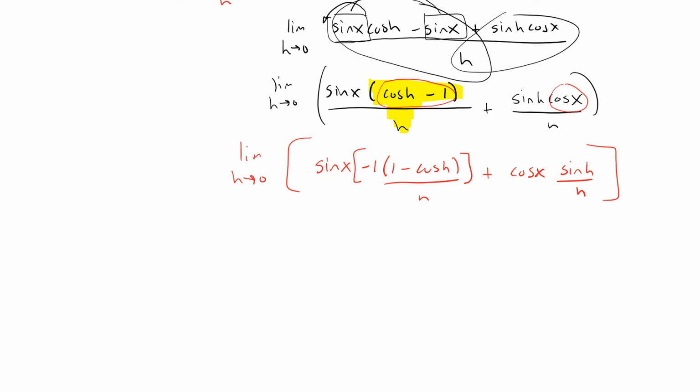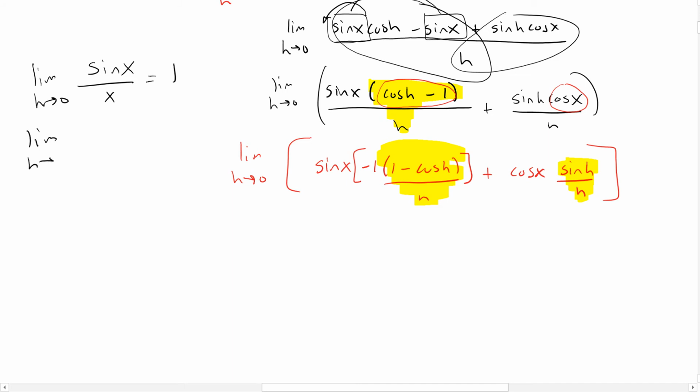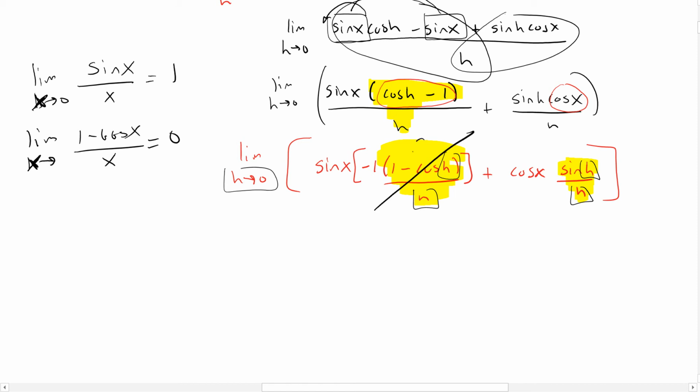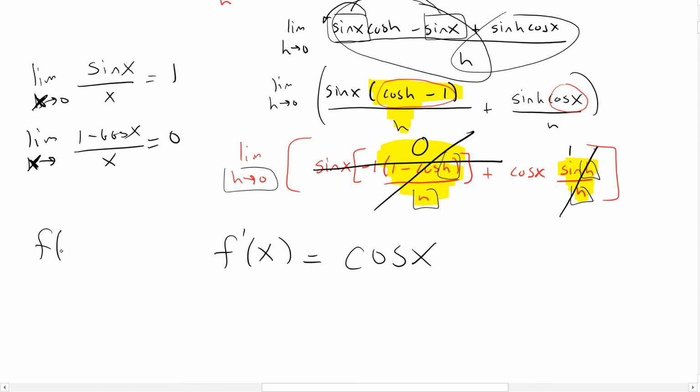This highlighted part is a limit rule, and this other highlighted part is another limit rule, and we know these rules. We know that the limit as x approaches 0 of sine x over x is 1, and the limit as x approaches 0 of 1 minus cosine x over x is 0. But this time we have h. It doesn't matter, because we're taking the limit as h approaches 0, and here I have an h and here I have an h. All this becomes 0 and all this becomes 1. So my derivative: all this goes away because it's 0 times anything, and 1 times cosine x is just cosine x. That is my derivative of the sine.